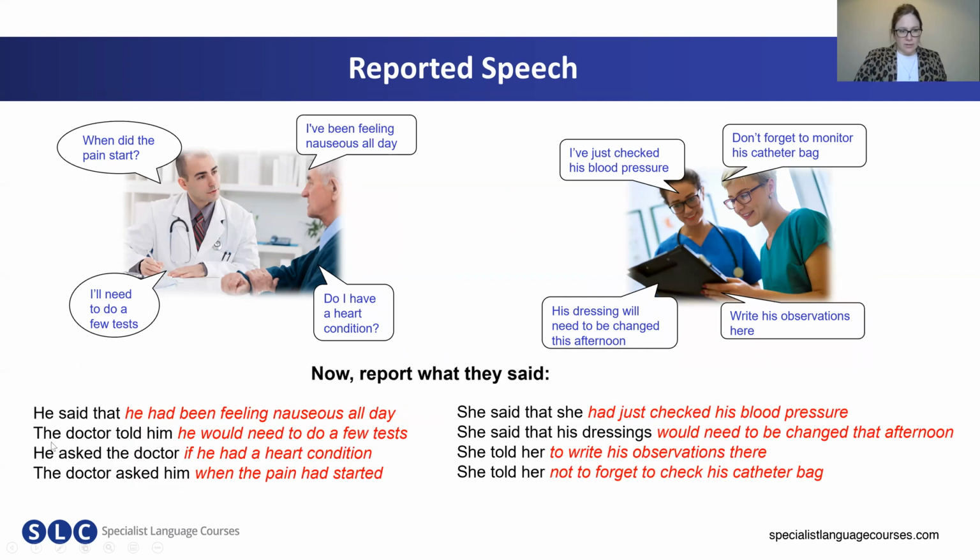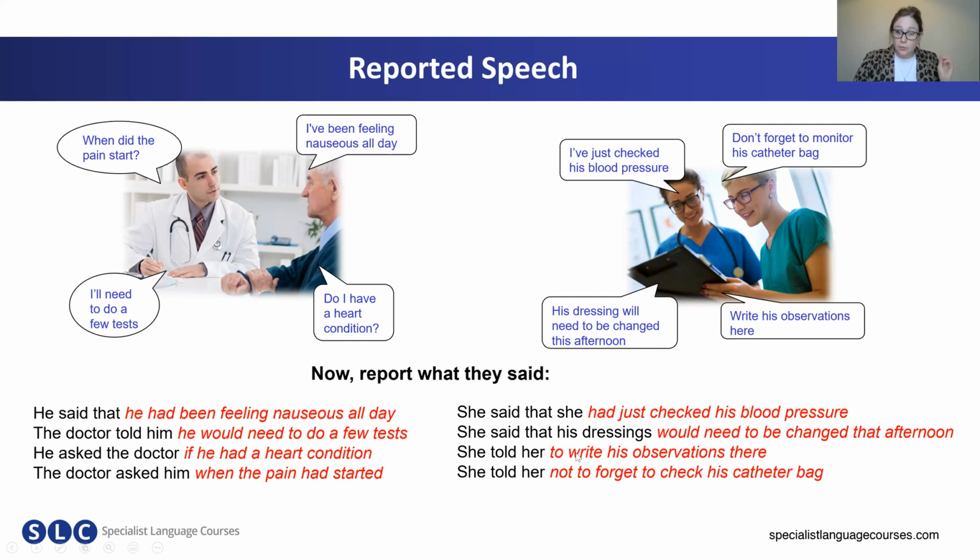So the second one here, the doctor told him he would need to do a few tests. Changes from will to would. He asked the doctor if he had a heart condition, so change from present to past. The doctor asked him when the pain had started. She said his dressings would need to be changed that afternoon. So again, will to would, and this afternoon to that afternoon.